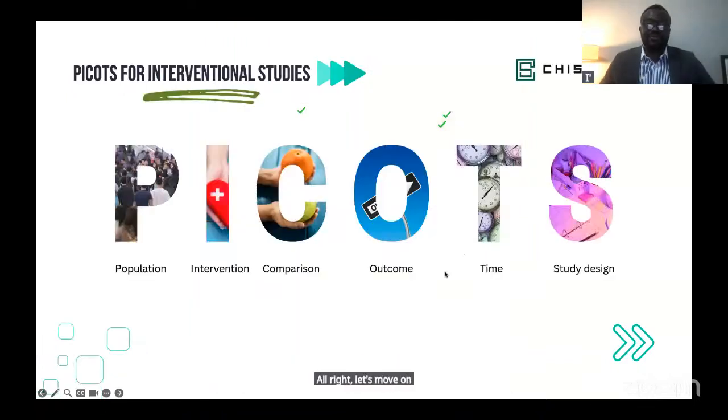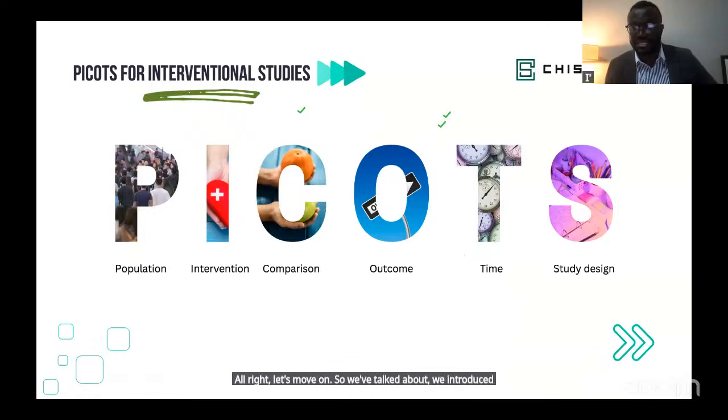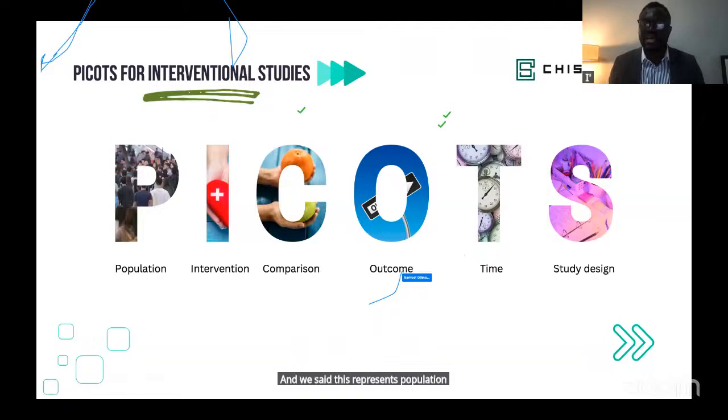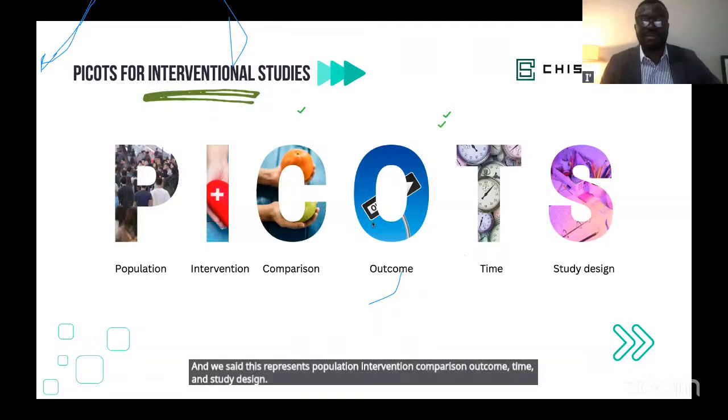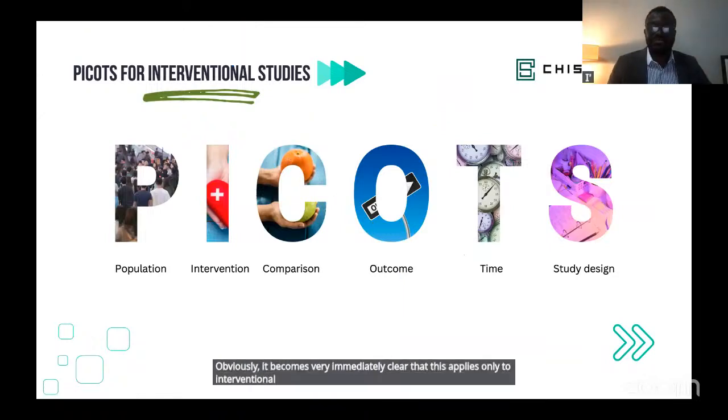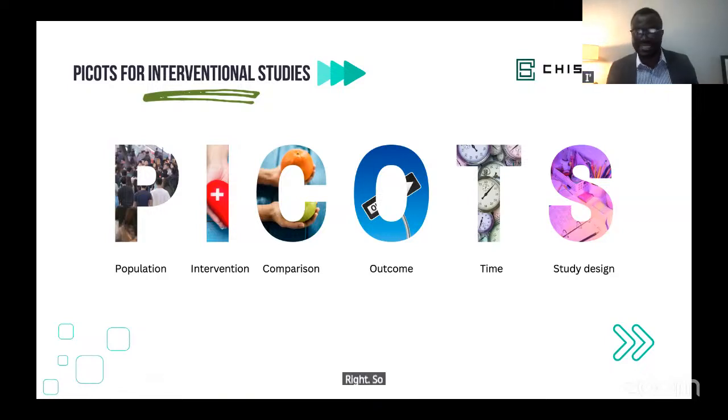So we introduced the concept of PICO or PICOTS last week. And we said this represents population, intervention, comparison, outcome, time, and study design. Obviously, it becomes very immediately clear that this applies only to interventional studies because we have I for intervention. Interventional studies, as the name implies, is when we, the investigators, are stepping in to intervene, right? So imagine you see two people fighting and you step in and say, hey, stop fighting, and you separate them.